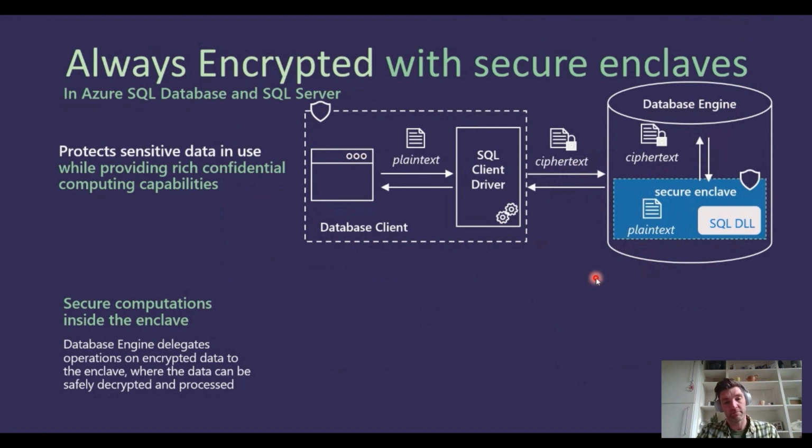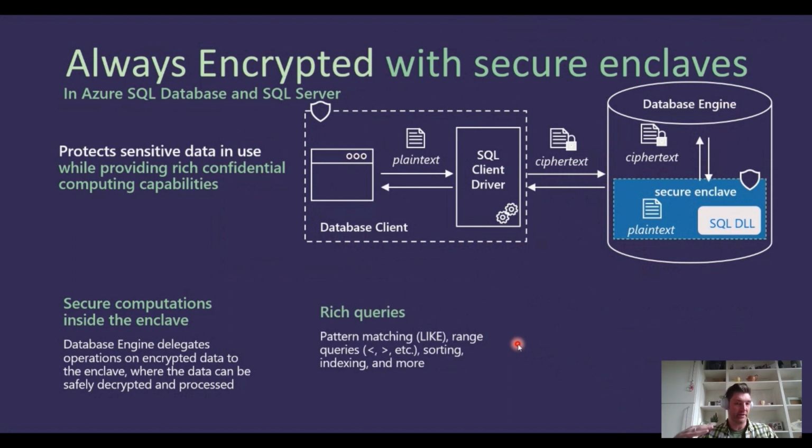By leveraging that enclave, it is now possible for us to use rich confidential queries. We can now do searching on encrypted columns. You can do pattern matching. You can do range queries like larger than, smaller than on an encrypted column. We can do order by. We can even create an index on an encrypted column. So you get much, much more flexibility compared to the first version that we had back in 2016.